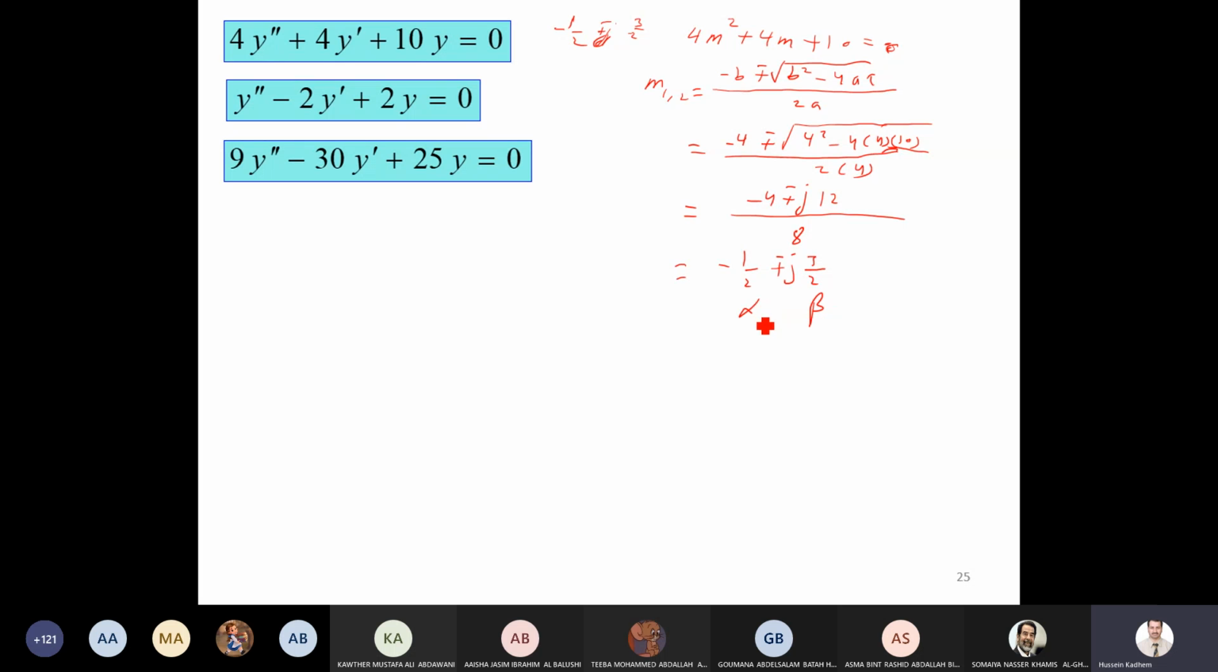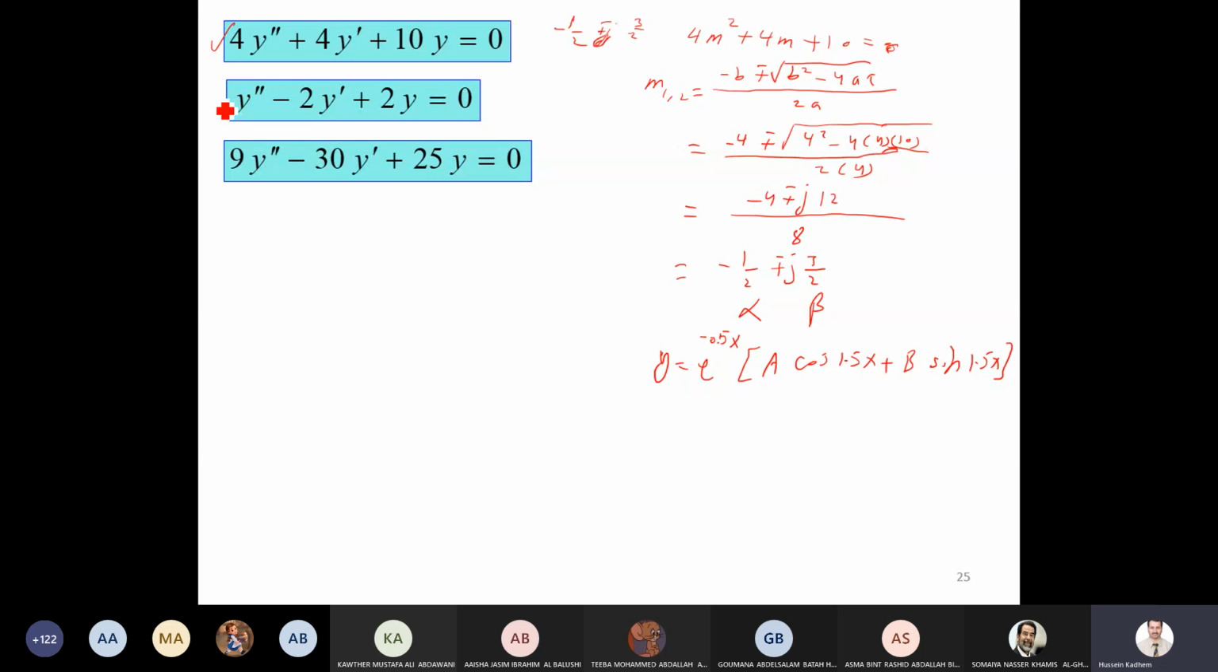So this is beta, this is alpha. Now I write the solution. The solution will be y equals exponential alpha x. Alpha is minus 0.5, let me say, x, open bracket, A cosine. Beta is 3 over 2, which is 1.5. 1.5x plus B sine 1.5x, close the bracket. Clear? How did you find it? Easy? Yes, sir. Great, great.